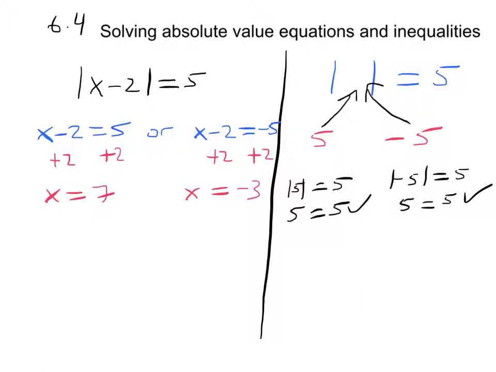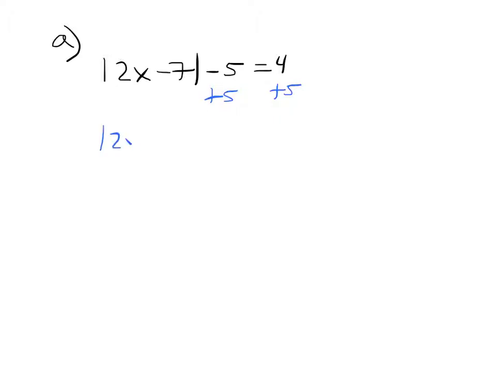When you're solving these equations, you want to make sure that you have the absolute value by itself before you move. So let's make this our first real example, A. If I gave you the absolute value of 2x minus 7 minus 5 equals 4, I want to get that absolute value by itself. That means I need to get rid of the 5 by adding 5 to both sides before I do anything else. The absolute value of 2x minus 7 is equal to 9.